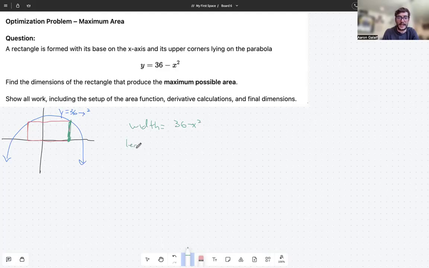Now let's find the length. The length, we don't know how far this goes. It goes an x value out and a y value up, right? The y value is just that. The x value to the right, we don't know, and it goes the same x value to the left. Well, if we combine those two for the total value of the length, we get x plus x. We're going to get 2x.